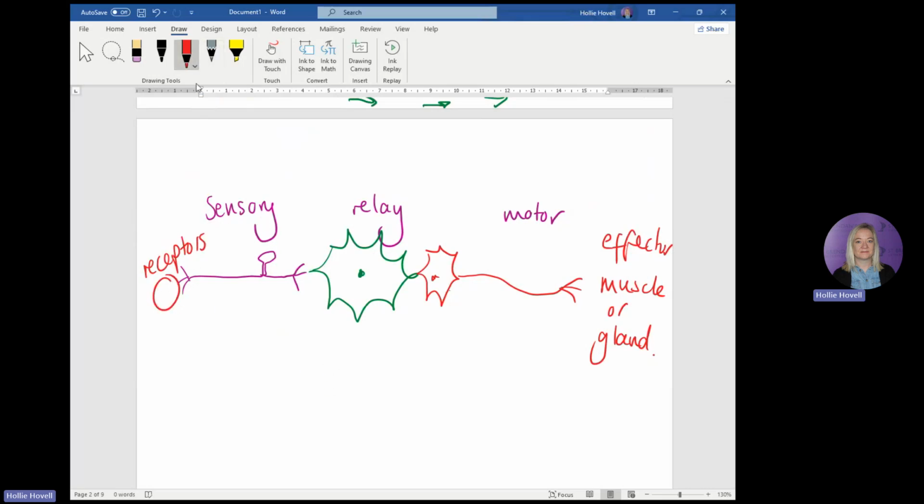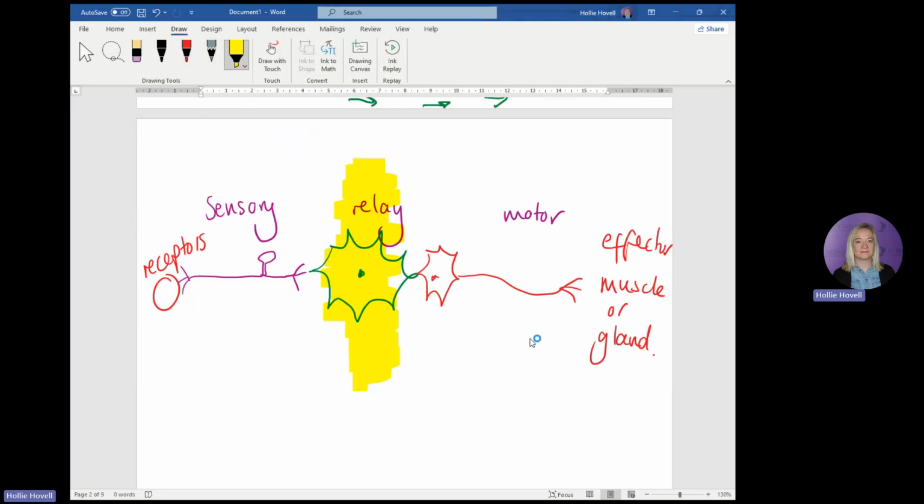Okay, and remember that the relay is in the central nervous system. The relay is in the spinal cord, and these are the pairs that are going in and out. Normally, you'd have sensory coming in and relay going out on the same side. I've just drawn them go across the page in that case.